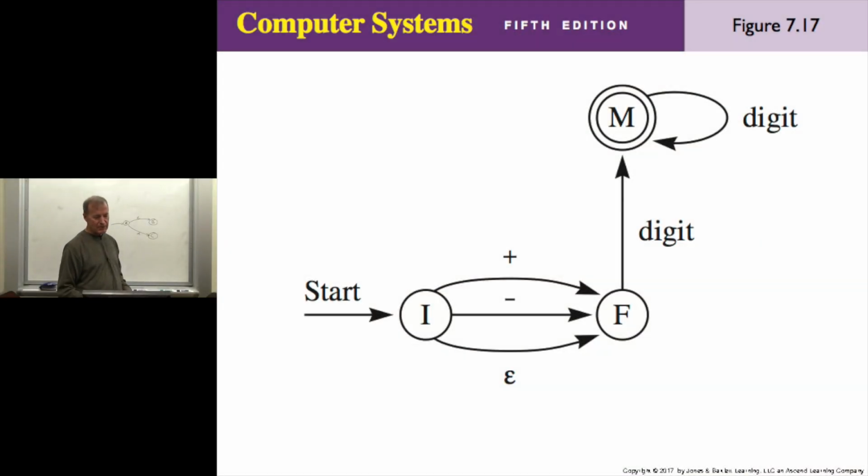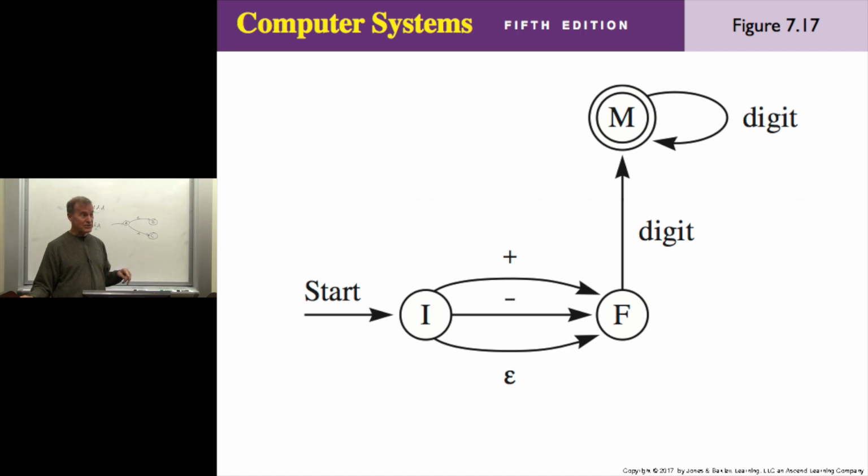So here's an example of that same machine that we had before for detecting a signed integer, only with an empty transition. Check this out in figure 7.17. The start state is I, and if we have a leading plus or a minus, we go to state what? F. But also we can go from state I to state F on what?